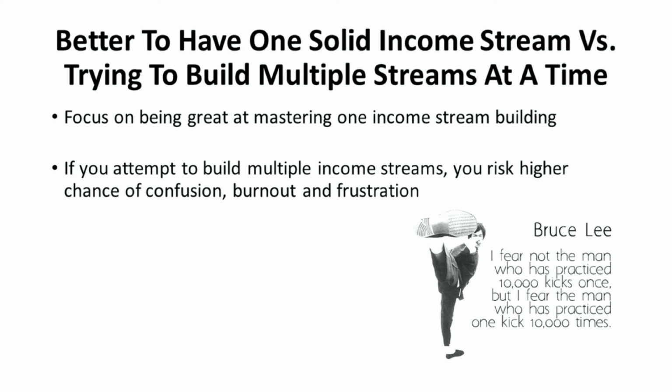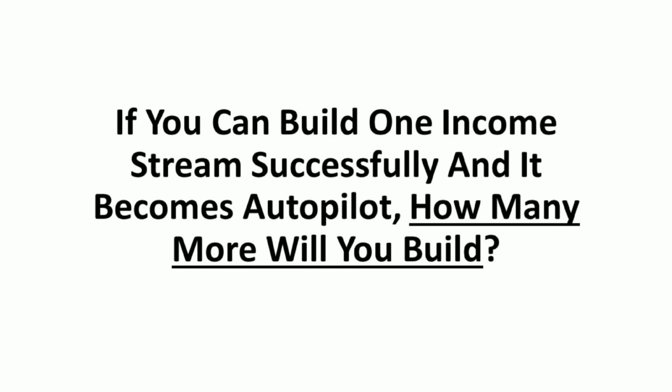However, when you've built one successful income stream, you're able to use the profits from the first income stream to fund your second income stream. The same rules of investing also apply to building your continuity income online. Your income growth becomes geometrical instead of linear growth. Last, ask yourself this question. If you can build one income stream successfully and it becomes an autopilot stream, how many more will you build? I bet the answer is clear enough.